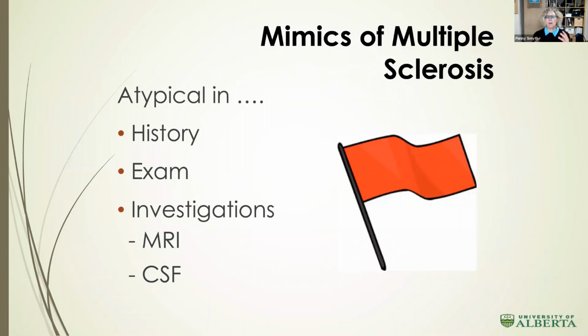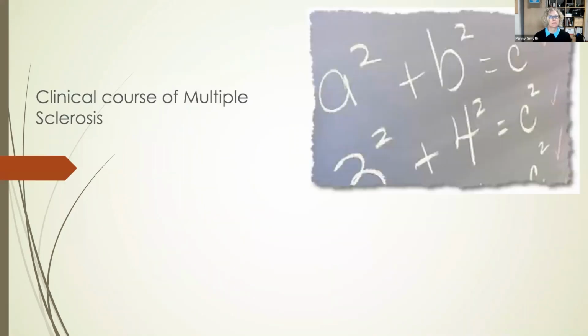Now, when we want to look at mimics of MS, other diseases that can look a lot like it, we zone in on whether there were atypical features in their history, on whether their exam is too normal, for instance, on whether their MRI looks more like non-specific white matter lesions of aging versus actual MS-like lesions, and on whether their spinal fluid is normal. So these are the things that help us think about other things.